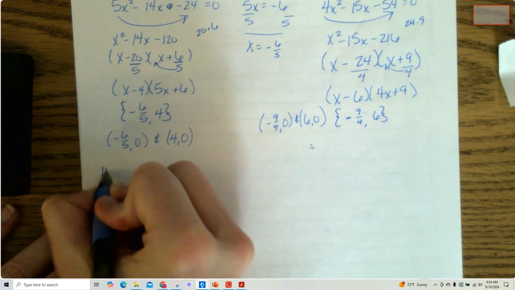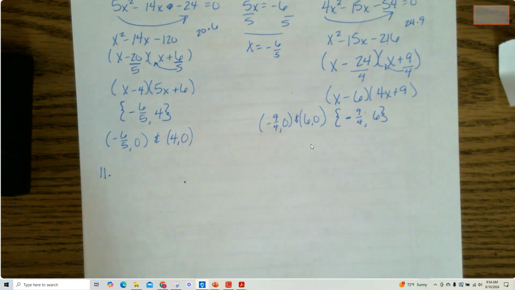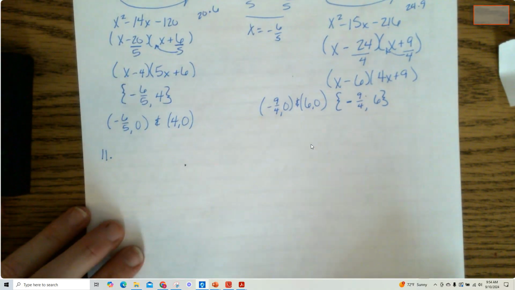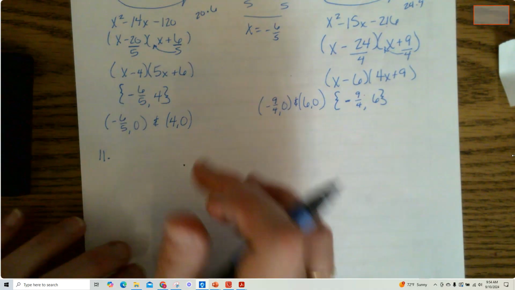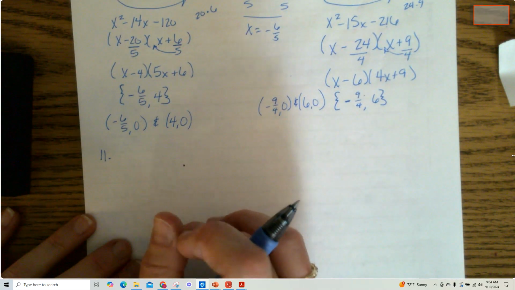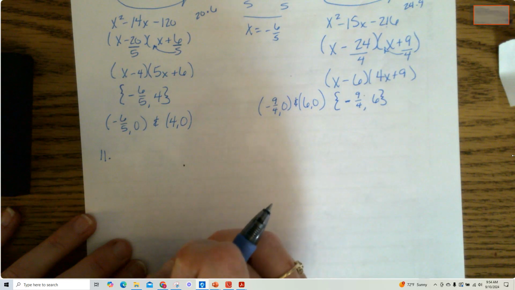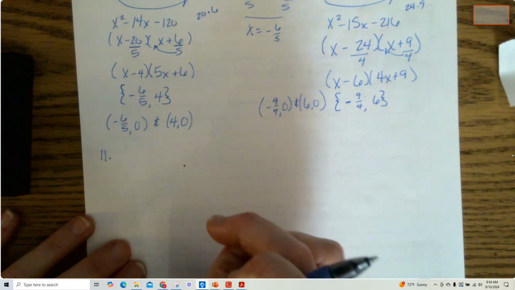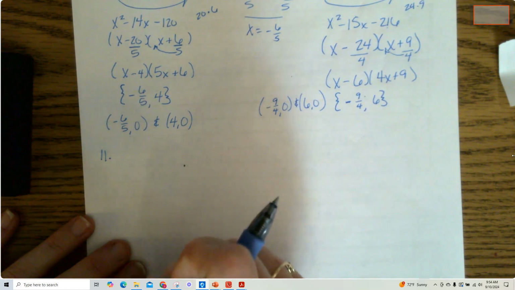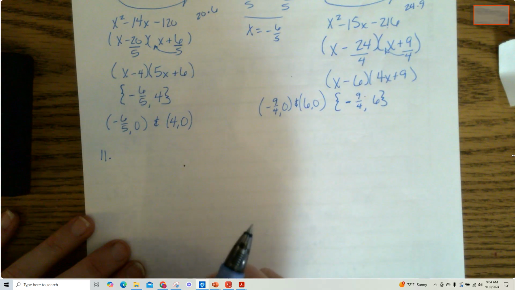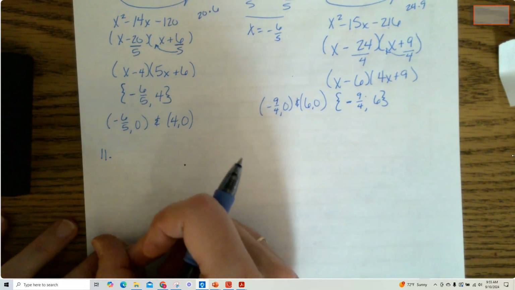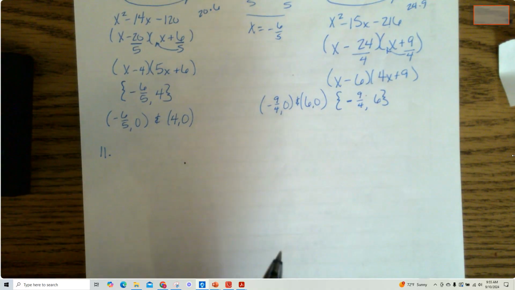All right, 11. What do we got left? We got about 10 minutes. Do you know if they're wanting mixed numbers or just? I would say no on the mixed numbers. I would say improper fractions in simplest form. All right, 11.